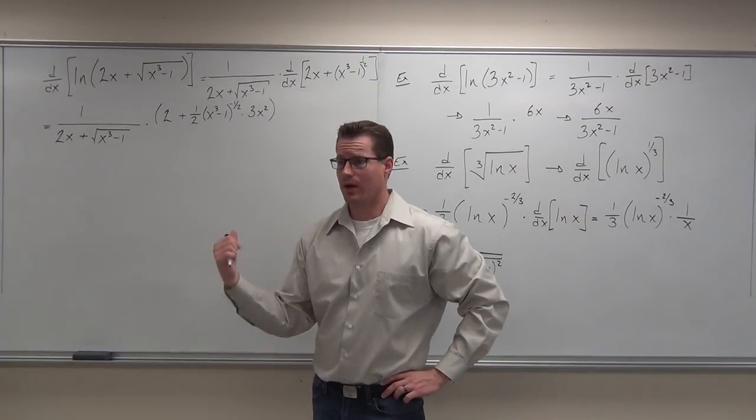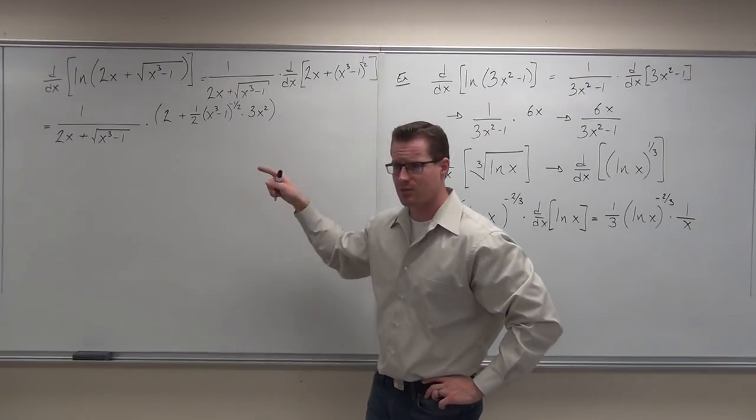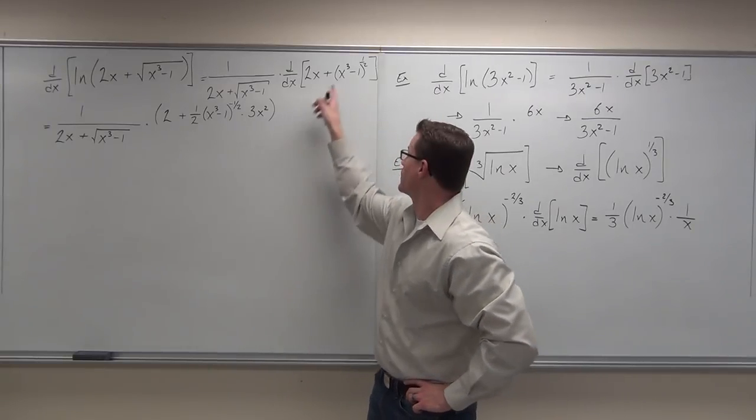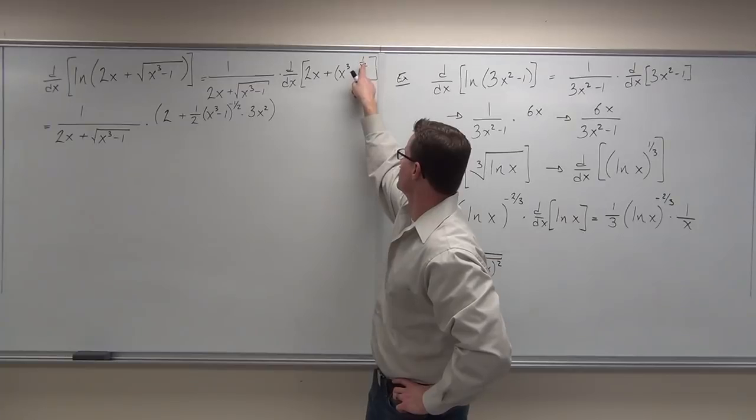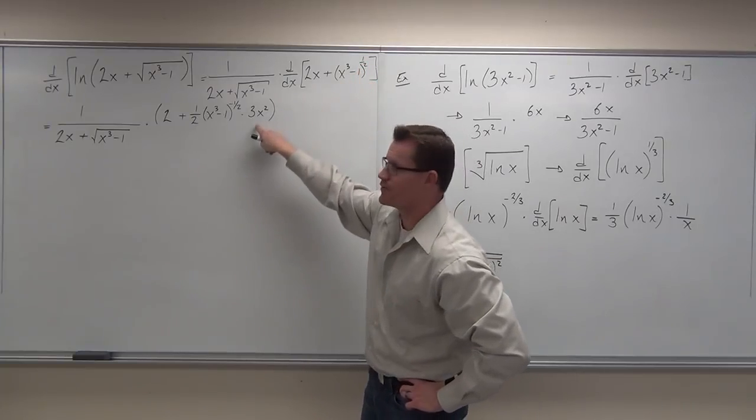If you do, you let me know. I can cover this a little more thoroughly. Do you guys see what I'm talking about, though? The chain rule at work? We have bring down, leave it inside, subtract 1, and multiply by the derivative inside.